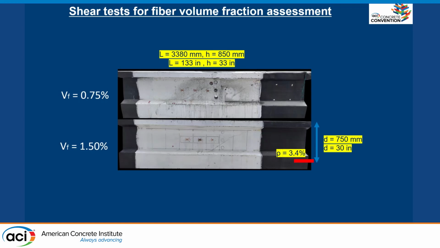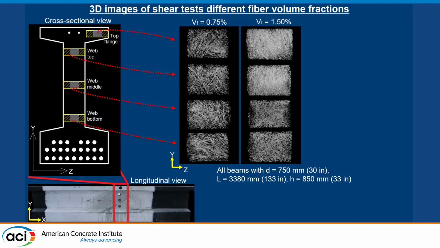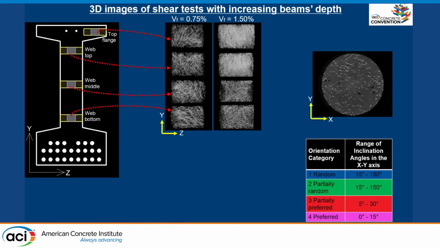We have another analysis done for different volume fractions. In this figure, I'm showing two beams, the one that has 1.5% volume fraction, and the other has 0.75% volume fraction. All the other parameters are the same. So in here, we are observing the beam that has the cores from the beam that had 1.5% fiber volume fraction, and then here we observe what happens when we reduce the fiber volume fraction to 0.75%. And if you remember the beam that has 250 millimeters effective depth, we're getting almost the same random and partially random distribution in this beam.